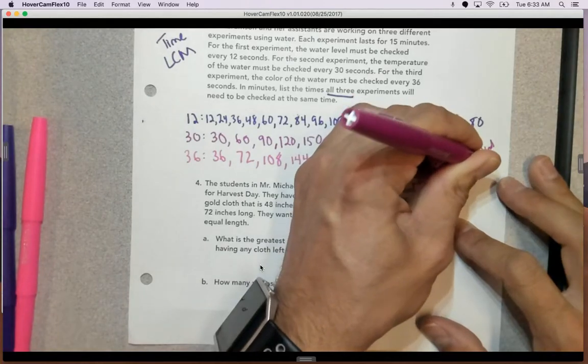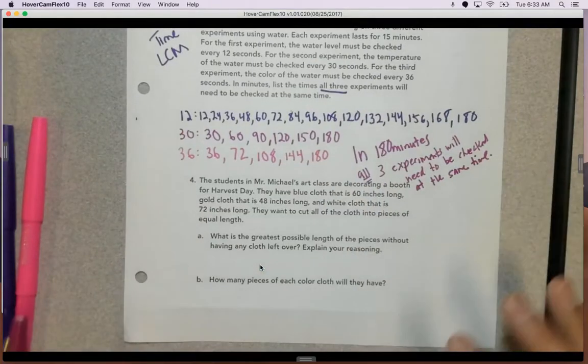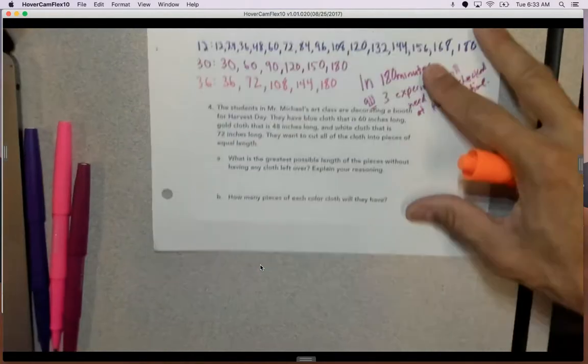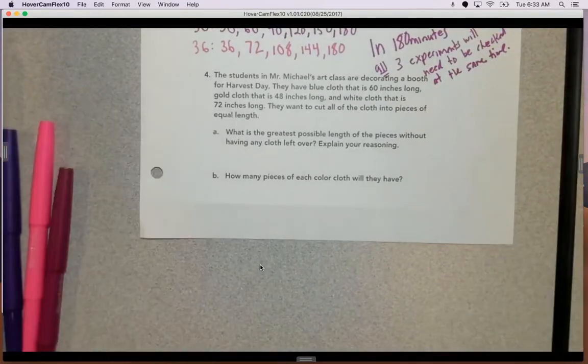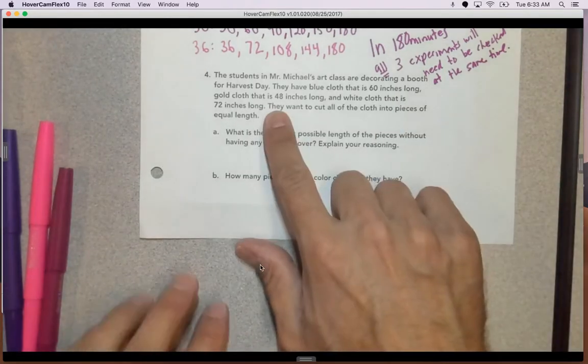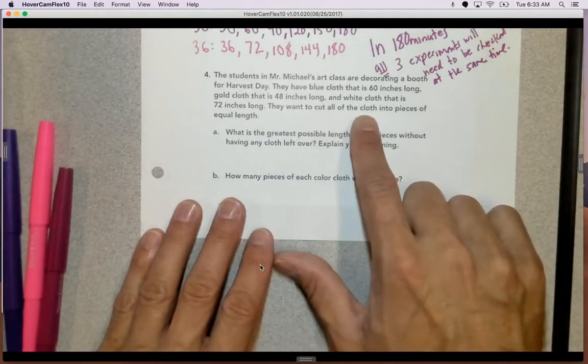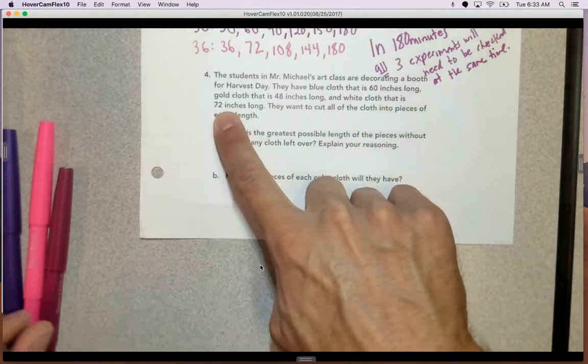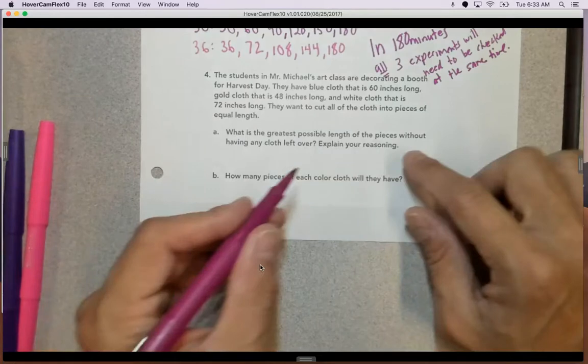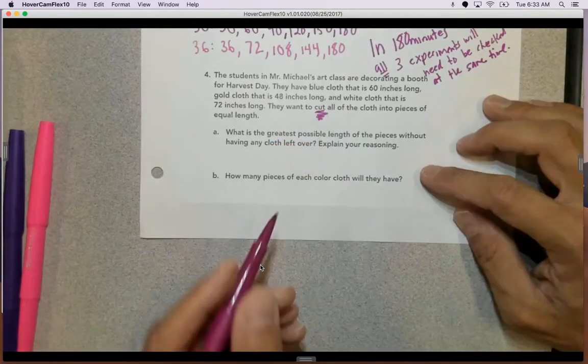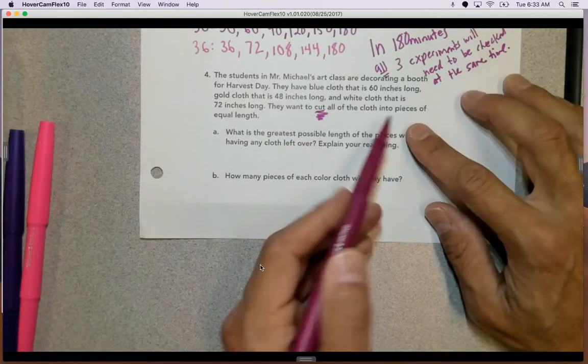Okay. Next, the students of Mr. Michael's art class are decorating a booth for Harvest Day. They have blue cloth that is 60 inches long, gold cloth that is 48 inches long, and white cloth that is 72 inches long. They want to cut all the cloth into pieces of equal length.